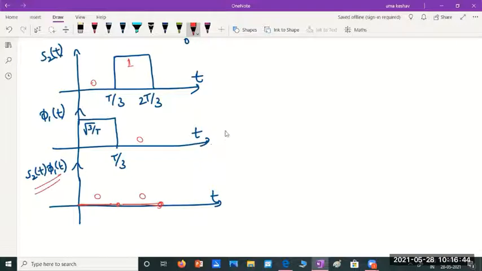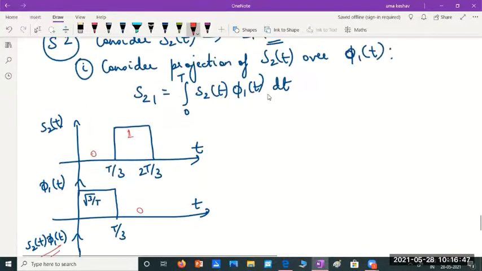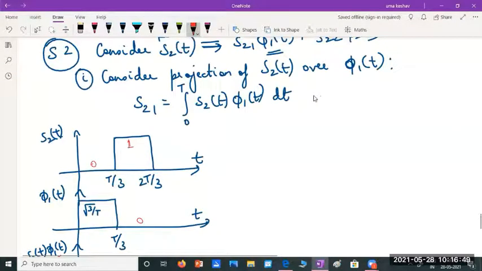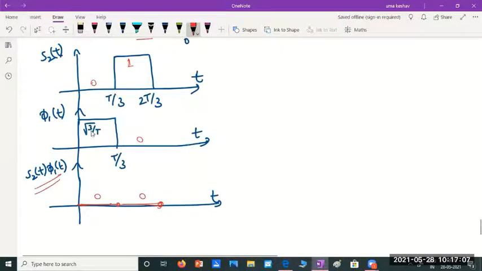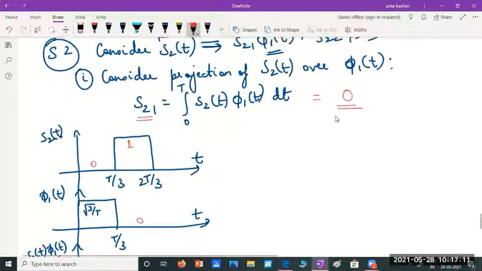So naturally, what is the area under the curve? If the product is 0, the area under the curve is also 0. Yes or no? Therefore, the value of S21, which is nothing but the projection of the signal S2 over the orthonormal basis function phi1, turns out to be 0, which is clearly seen from the waveforms. Is this okay? Is it clear to you? If you have any doubts, please ask.